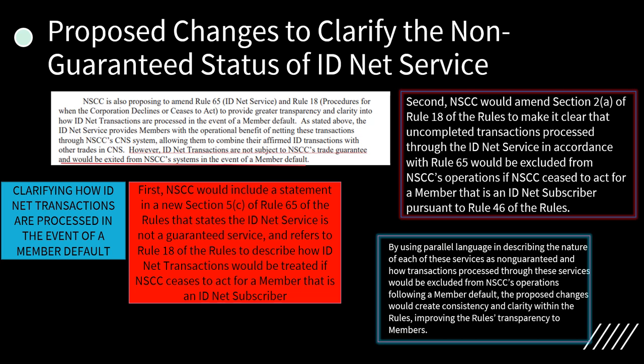And it refers to Rule 18 of the rules to describe how the ID net transactions would be treated if NSCC ceases to act for a member, or member default, that is an ID net subscriber. Now, second, NSCC would amend Section 2A of Rule 18 of the rules to make it clear that uncompleted transactions processed through the ID net service in accordance with Rule 65 would be excluded from NSCC's operations if NSCC ceased to act for a member that is an ID net subscriber pursuant to Rule 46 of the rules.